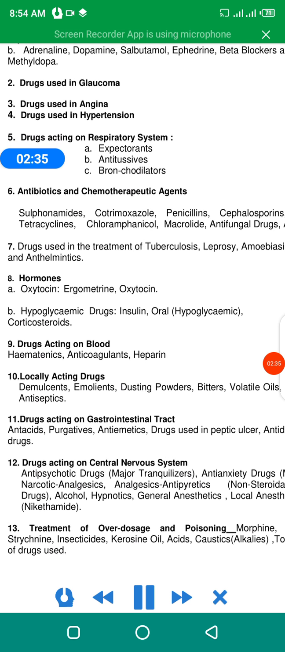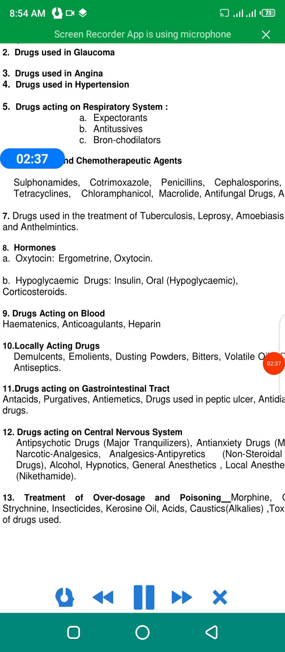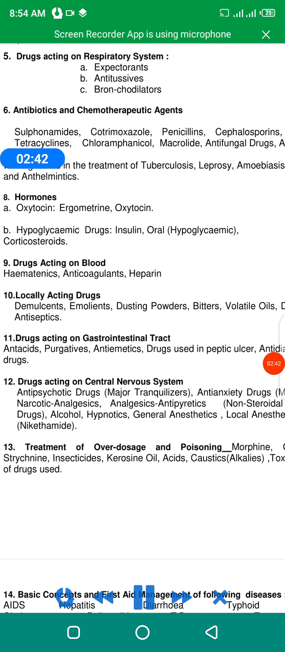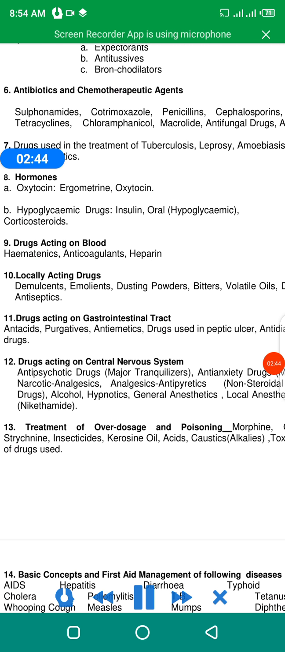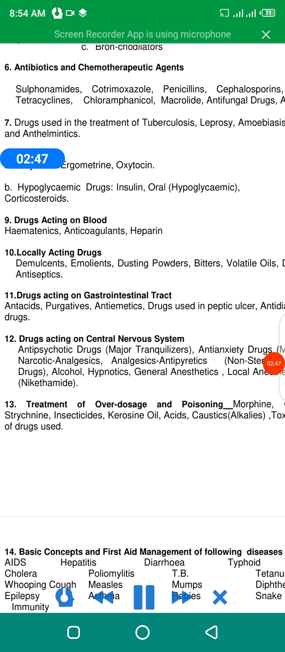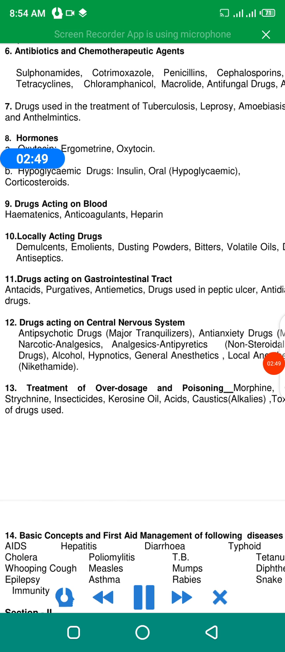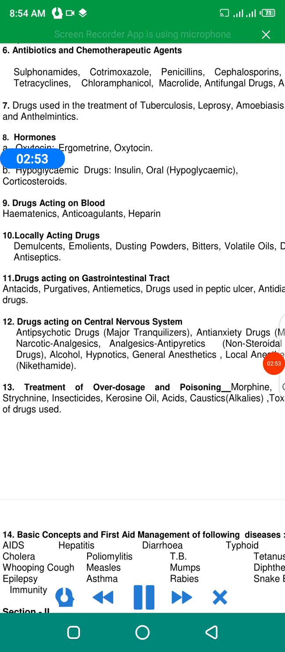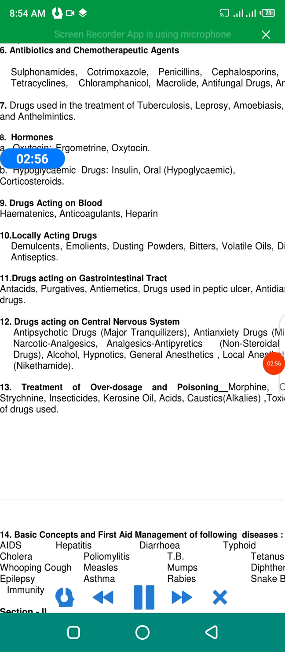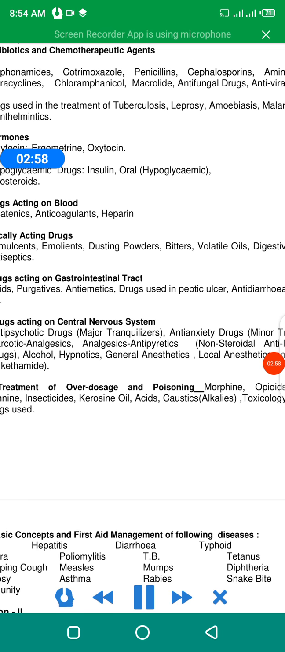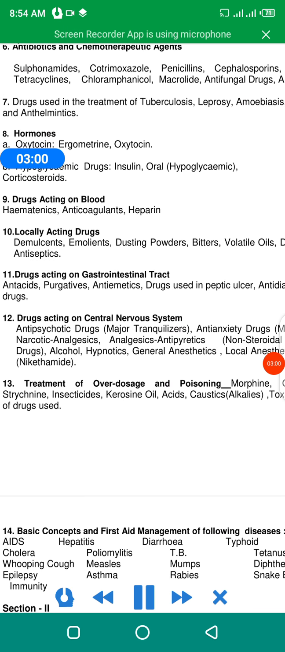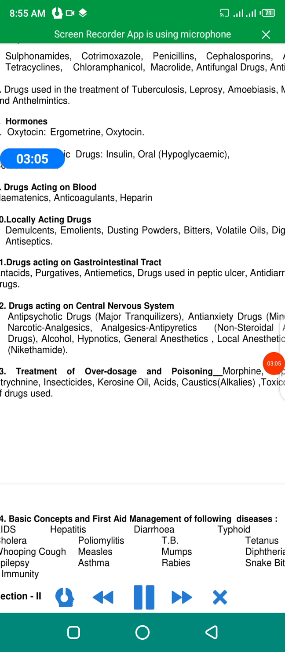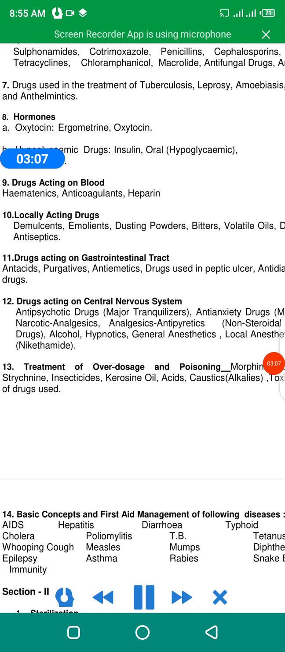8. Hormones. A. Oxytocin, ergometrine. B. Hypoglycemic drugs: insulin, oral hypoglycemics, corticosteroids. 9. Drugs acting on blood: hematinics, anticoagulants, heparin. 10. Locally acting drugs: demulcents, emollients, dusting powders, bitters, volatile oils, digestive ferments, antiseptics. 11. Drugs acting on gastrointestinal tract: antacids, purgatives, antiemetics, drugs used in peptic ulcer, antidiarrheal drugs. 12.